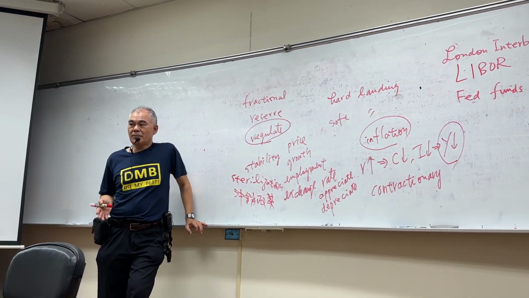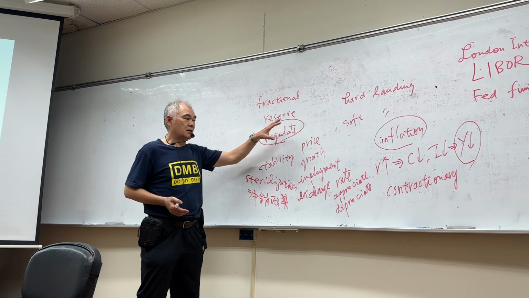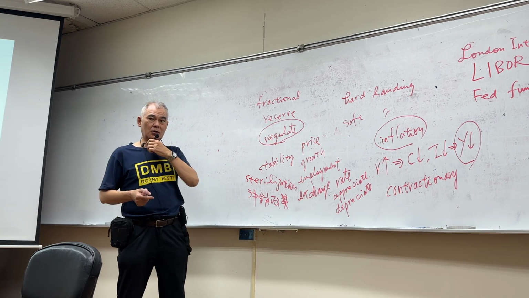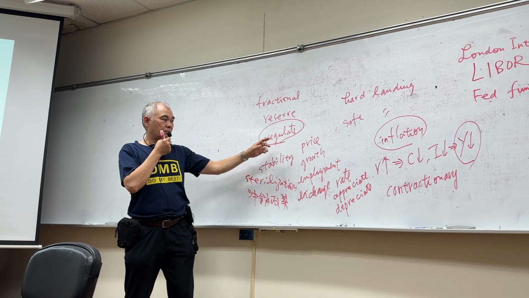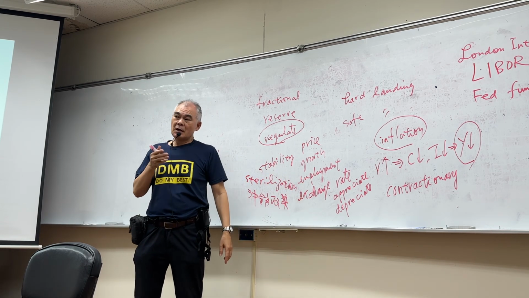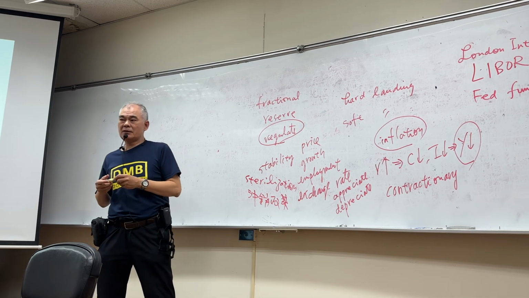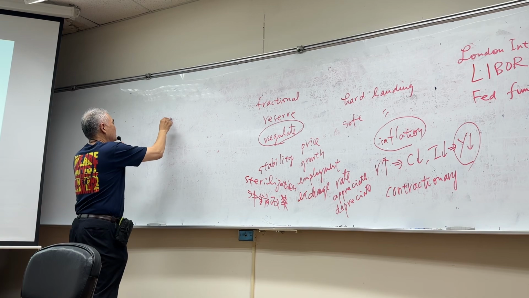Okay, we just talked about the functions of the central bank. It can regulate commercial banks and also control the growth of the economy, the price level, the employment, and also the exchange rate. Basically, there are three tools that the central bank can use. One is what we call the discount rate.